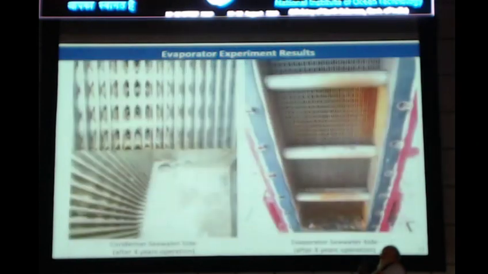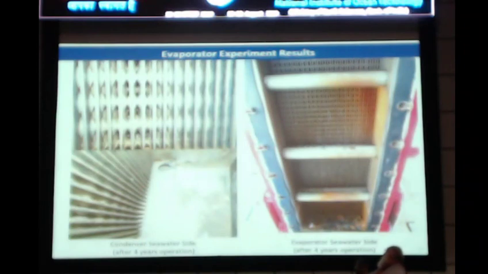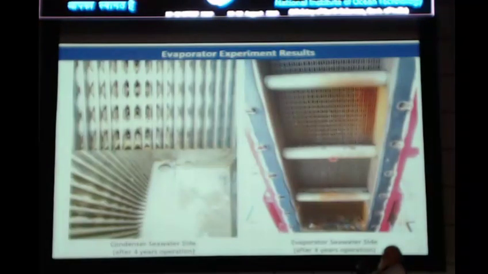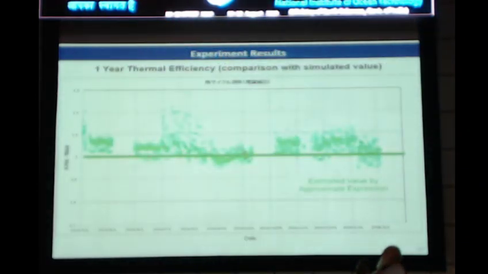This is an experimental result of the evaporator. This line is the estimated value from the approximate expression, and this is the experimental data. The experimental data shows about a 10% increase over the prediction. Biofouling does not occur on the condensation side or the evaporation side, without chemical treatment. This compares one year of summer efficiency, with almost a 5% increase over the estimated value.